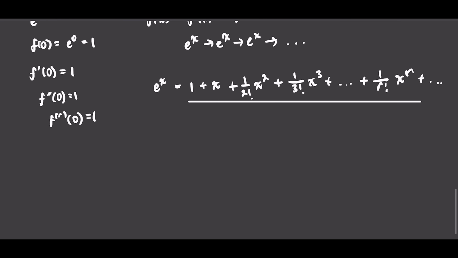Let's find the polynomial version of sine x. We know that if we differentiate sine x, we'll get cosine x. If we differentiate this again, we'll get minus sine x and minus cosine x, and then back to sine x.